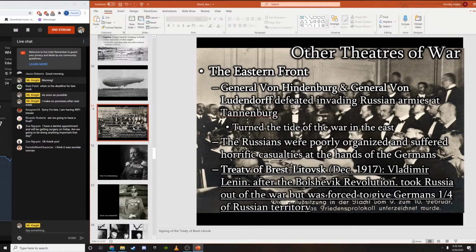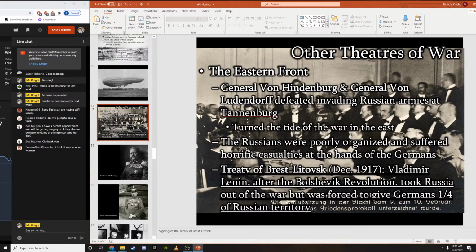And Russia turns into the Soviet Union, which is a communist state under the leadership of Vladimir Lenin. And Vladimir Lenin's promise to the people was that he would assure them peace, land, and bread. And the peace, land, and bread that he assured them started with peace in World War I.